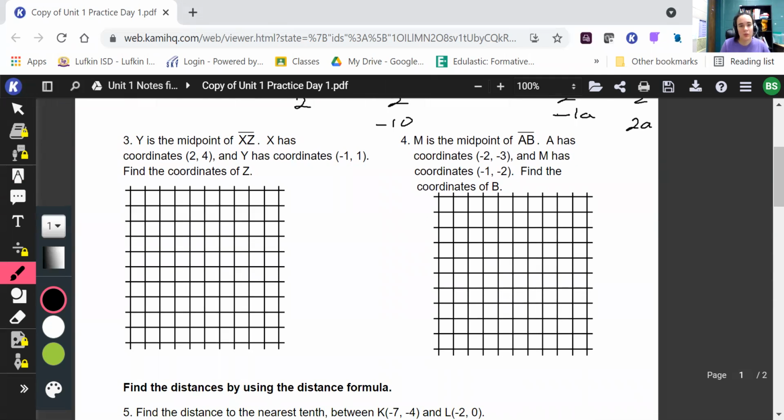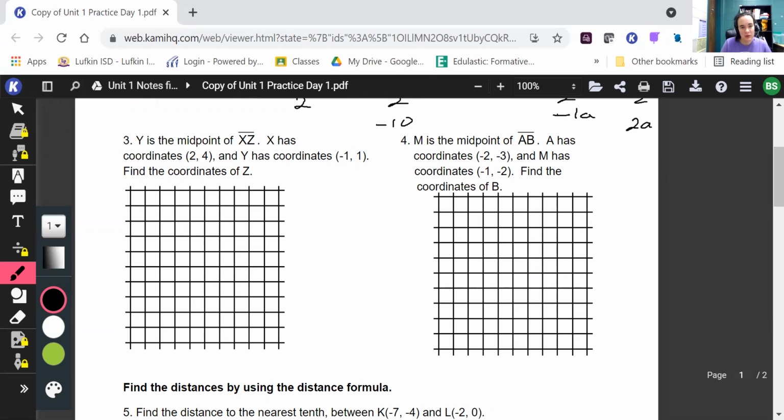Next up, we are finding the endpoint. We're given an endpoint and a midpoint. We want to find the other endpoint. So we have Y is the midpoint of segment XZ. X has coordinates of (2, 4). And Y has coordinates of (-1, 1). Find the coordinates of Z.